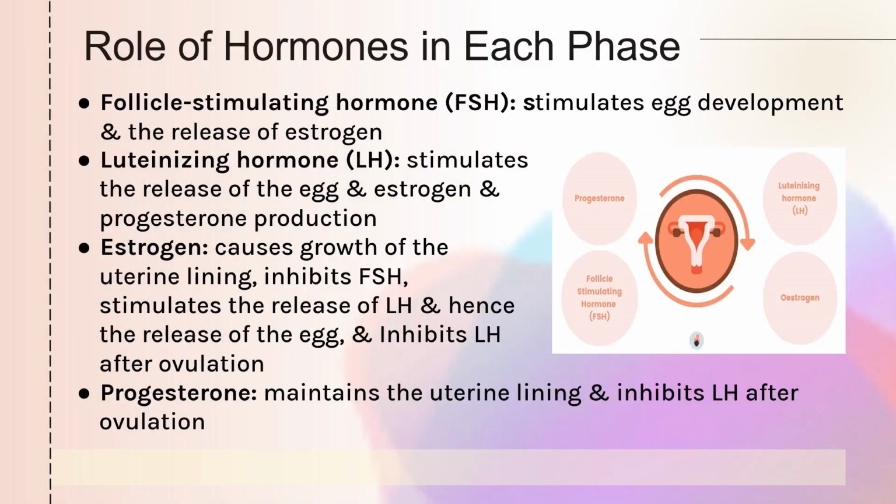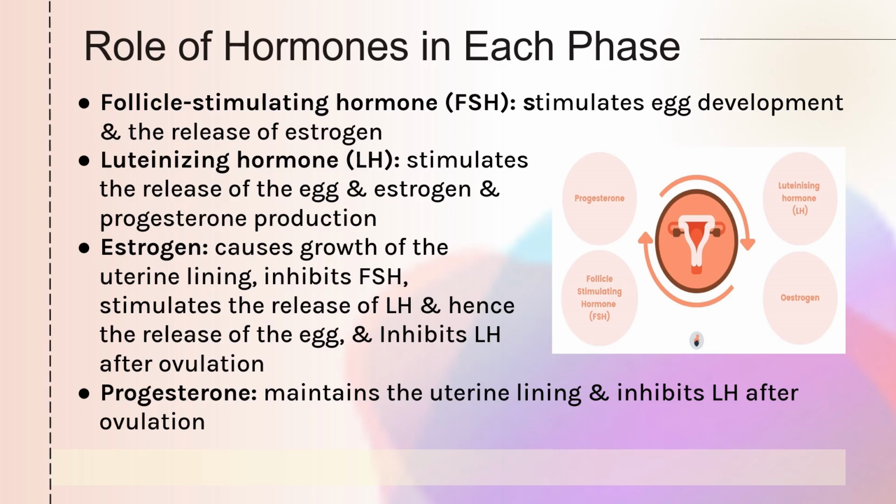Let's quickly recap how these 4 hormones play special roles in each phase of the menstrual cycle. FSH stimulates the development of eggs within ovarian follicles and promotes the release of estrogen. LH stimulates the release of a mature egg, or ovulation, and plays a role in the production of estrogen and progesterone. Estrogen is responsible for the growth and thickening of that uterine lining.